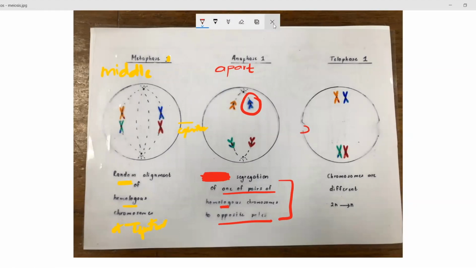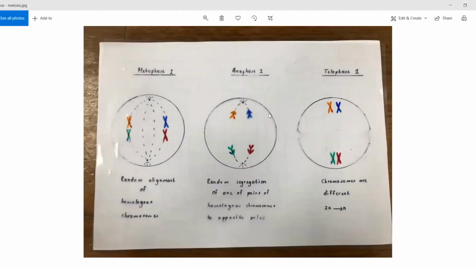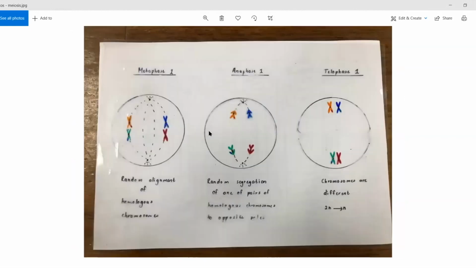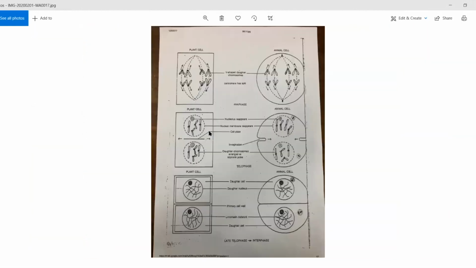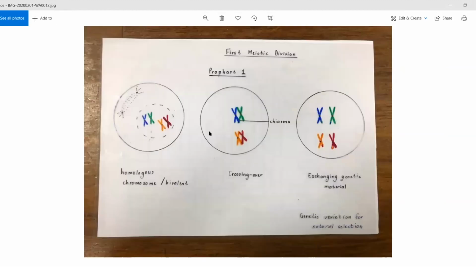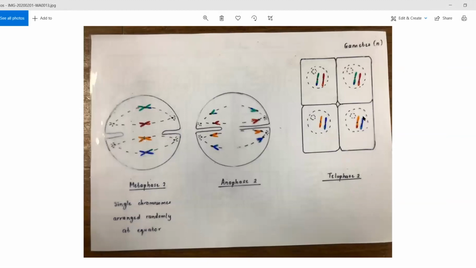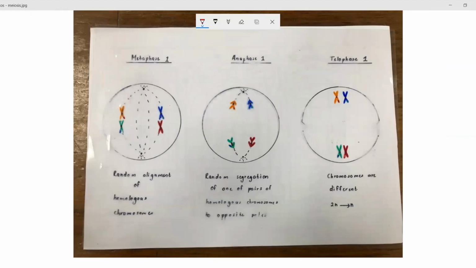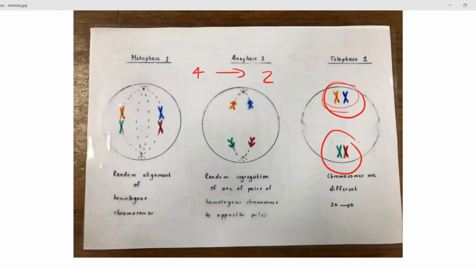You see, let me just go back to my picture. Prophase. Sorry. You see, we started off with 4 chromosomes. And look at telophase. How many chromosomes do we have? 2. So it's telophase that halves the chromosome number. You started off with 4, and now the chromosome number is halved. That is the purpose of meiosis, to reduce the chromosome number.